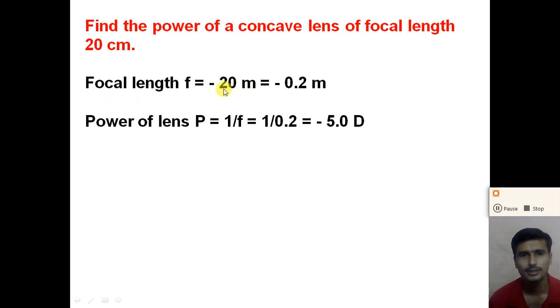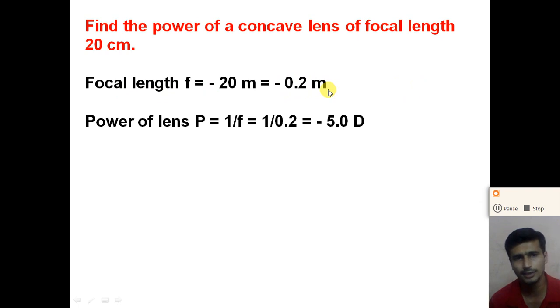Not a meter, here it is 20 centimeter. But the focal length of the concave lens is negative. So we write f is equal to minus 20 centimeter. We need to convert this into meter. 20 centimeter is equal to 0.2 meter. So the focal length of the concave lens is minus 0.2 meter.